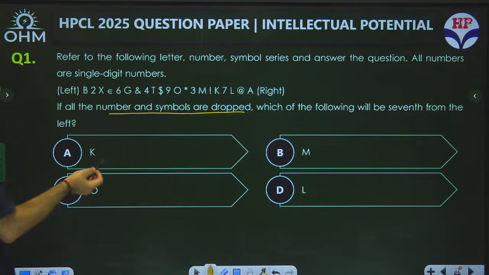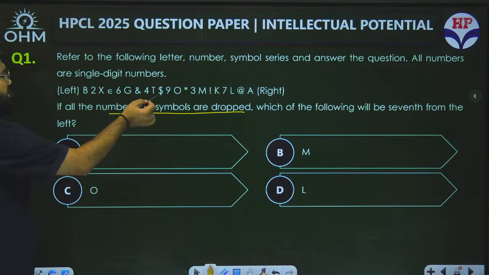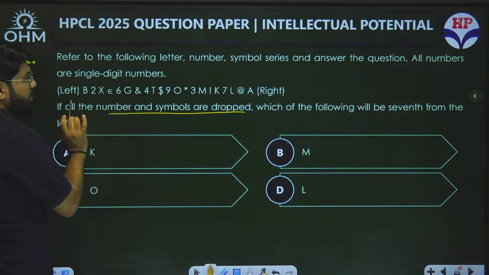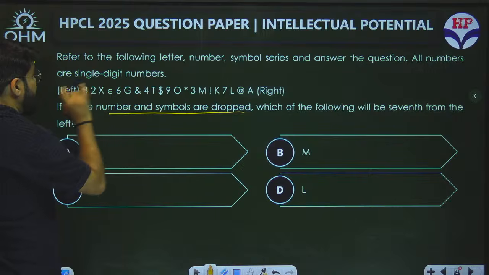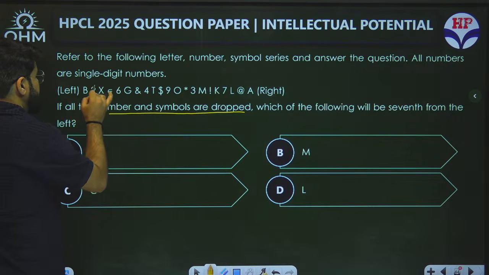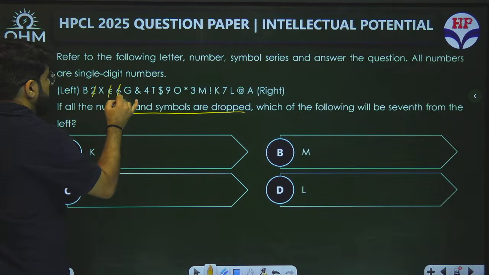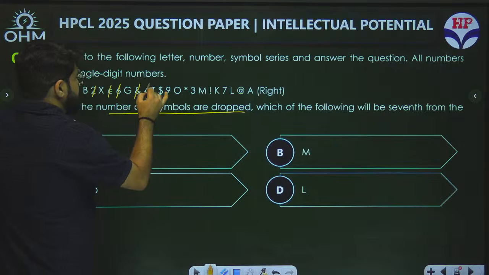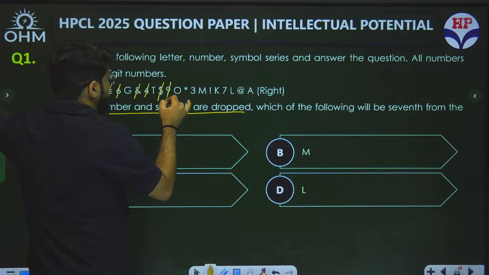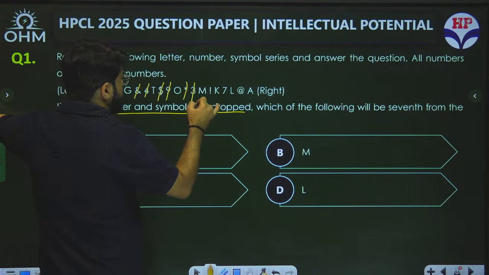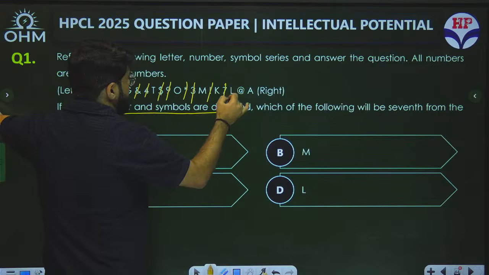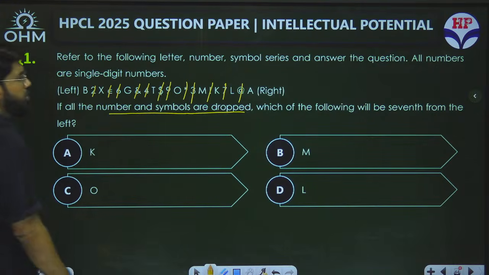Okay, so I'll just keep cancelling it. Numbers and symbols I have to drop, so only letters will be there. B is a letter, number you drop, symbol you drop, number you drop. Again, this is a symbol, this is a number, this is a symbol, number, symbol, number, this is a symbol, again a number and a symbol. This is dropped.